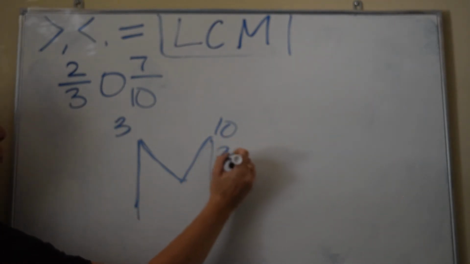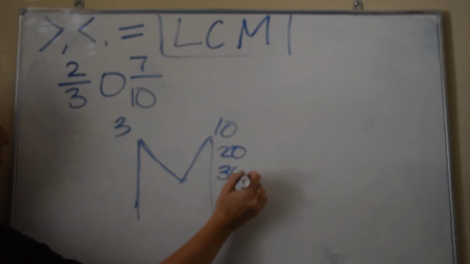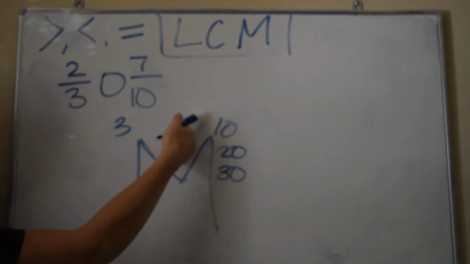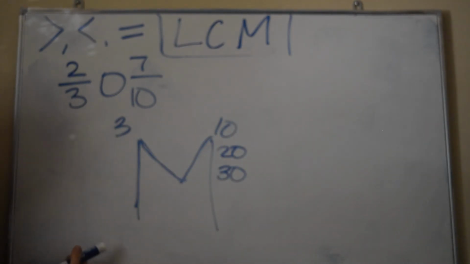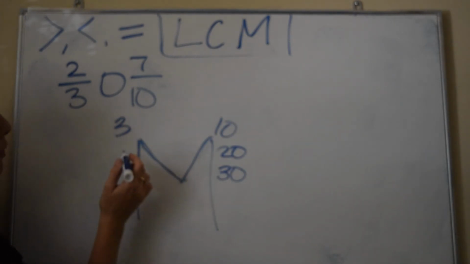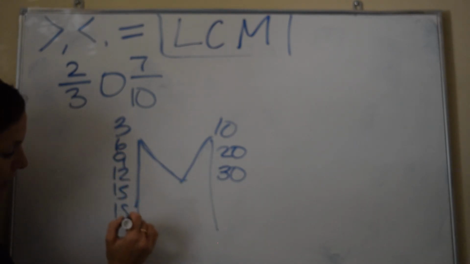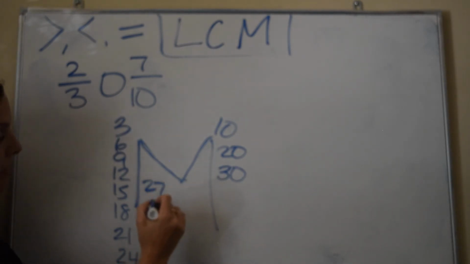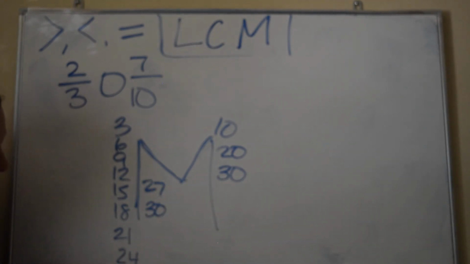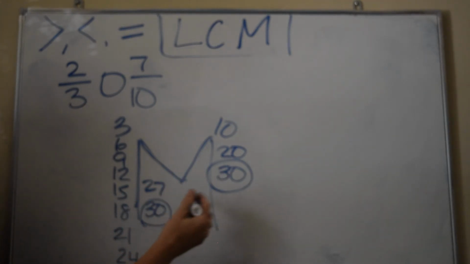10 times 2 is 20. 10 times 3 is 30. So I gotta either get a 10, a 20, or a 30 over here. Well, I know 3 is not a multiple of 10, right? Because if I go 3, 6, 9, 12, 15, 18, 21, 24, 27, 30. Well, what's the first number they match? It's actually 30. That did take me a little bit longer over here, so don't stop until you get a match, and it happens to be 30.